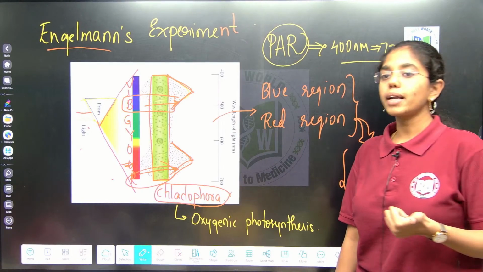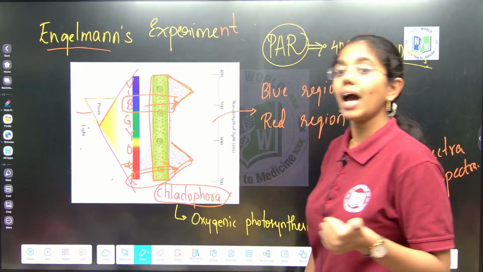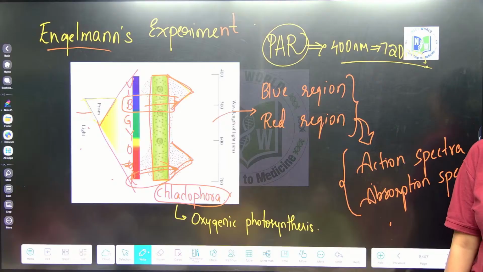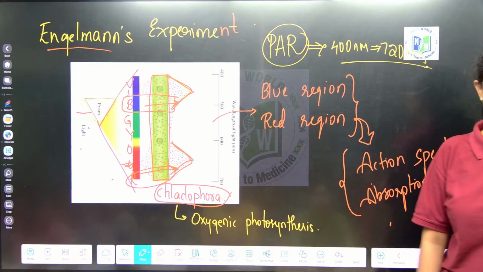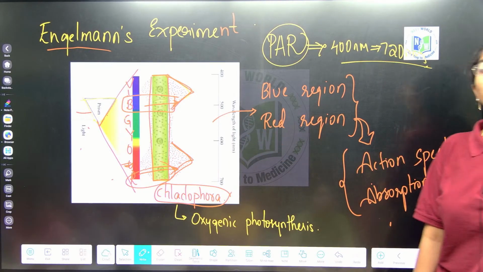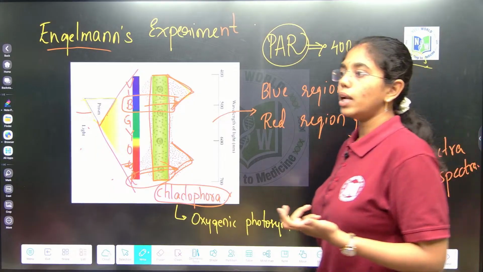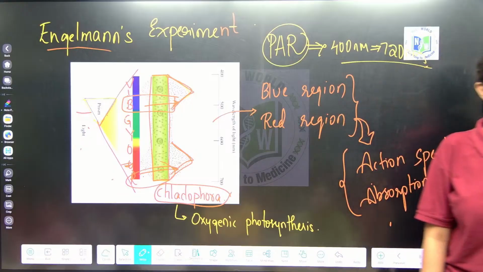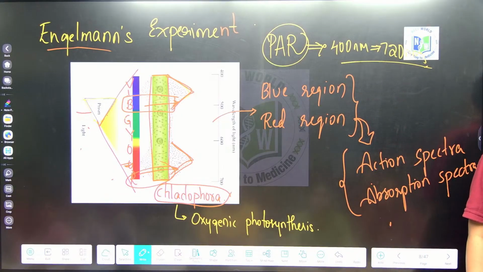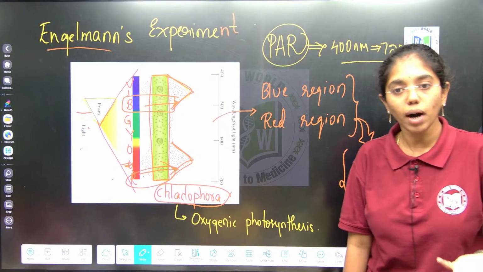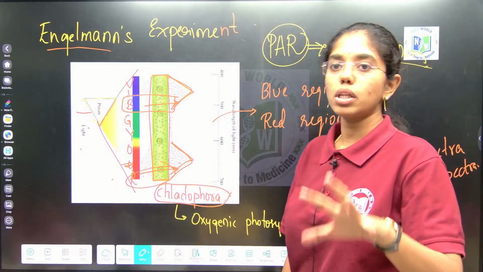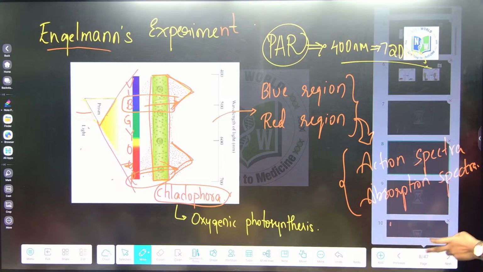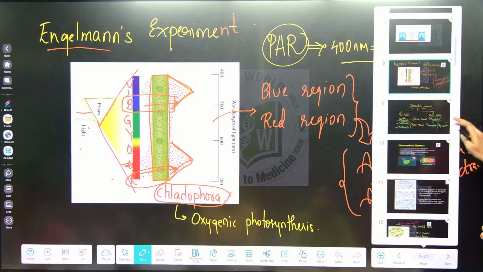What is the model organism for the inverted funnel experiment? Hydrilla. Model organism for this experiment? Cladophora, and aerobic bacteria as well. More amount of aerobic bacteria got accumulated in what regions? Blue and red regions. Hence it is proved that in those two regions maximum amount of oxygen is evolved, maximum amount of photosynthesis happened. Thereby he has derived out what? Action spectra and absorption spectra.